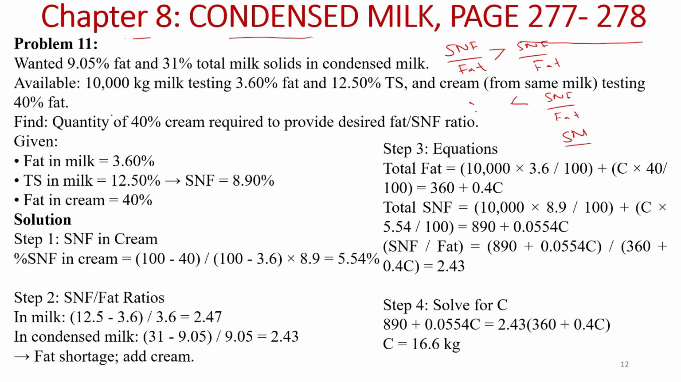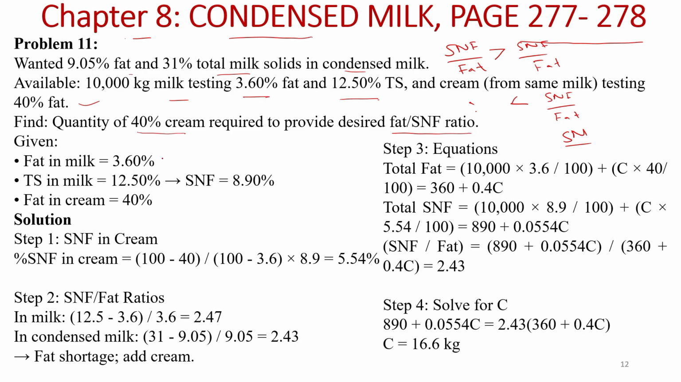So here you see problem number 11, which says that we want 9.05% fat and 31% total solids in condensed milk, and we are given milk and cream. So 10,000 kg milk is given testing 3.6% fat and 12.5% TS. Cream testing 40% fat is given. Now we have to calculate the amount of 40% cream to be added to have the desired fat to SNF ratio or desired SNF to fat ratio.